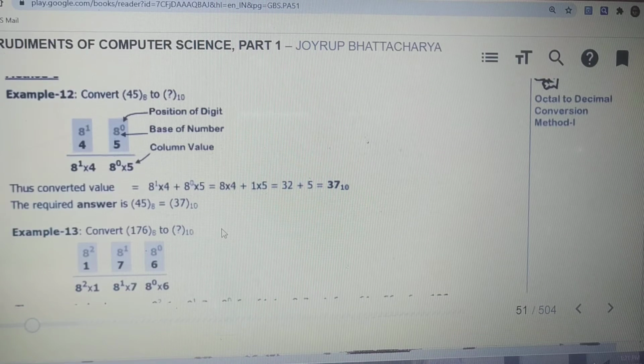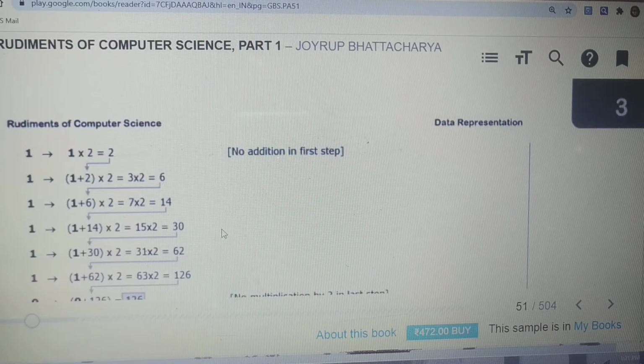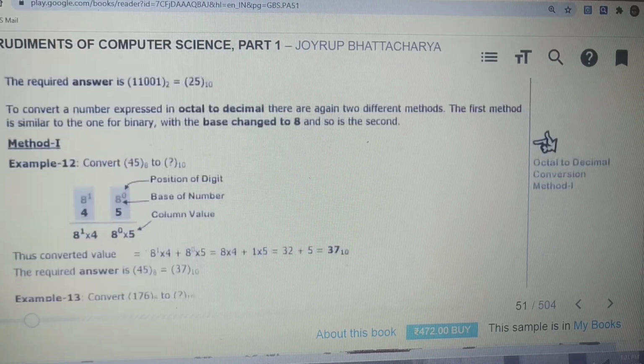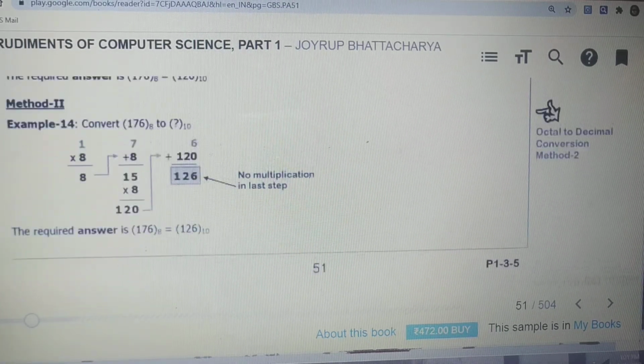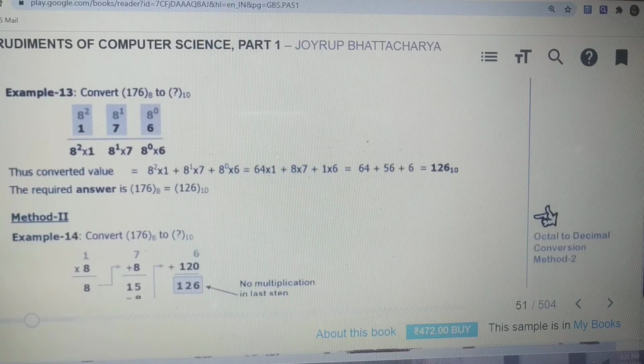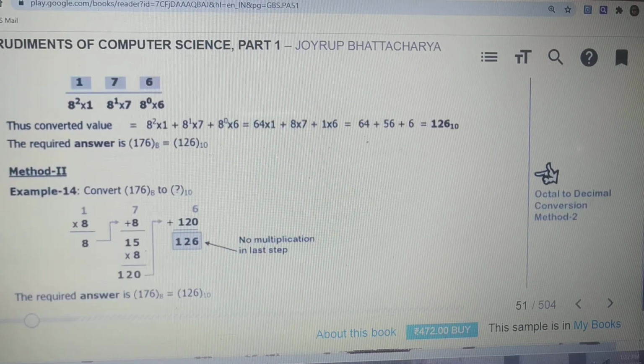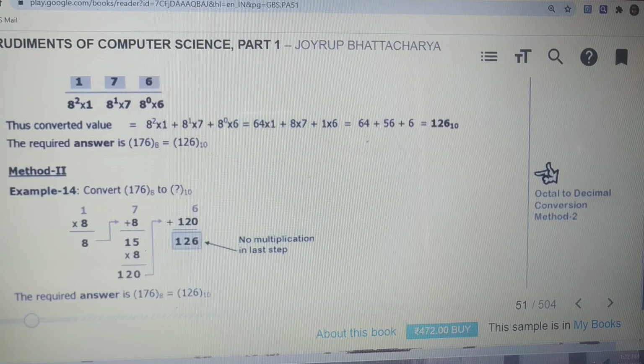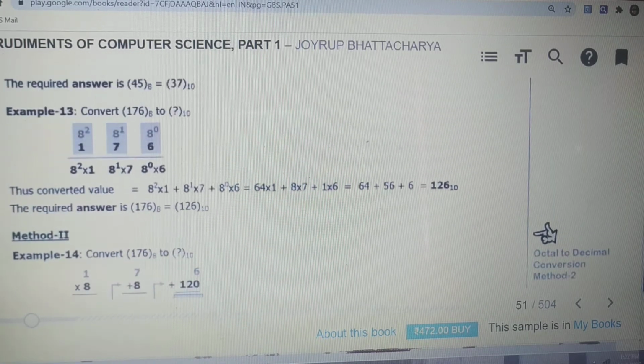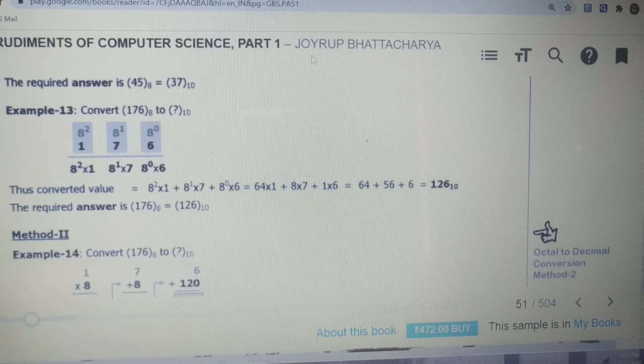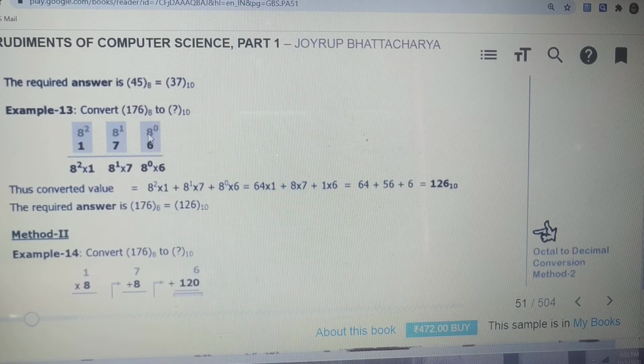Now coming to the next example, that is 176 base 8. First put the positional values 0, 1, 2. So 6 will be multiplied by 8 to the power 0, 7 is multiplied by 8 to the power 1, and 1 is multiplied by 8 to the power 2.